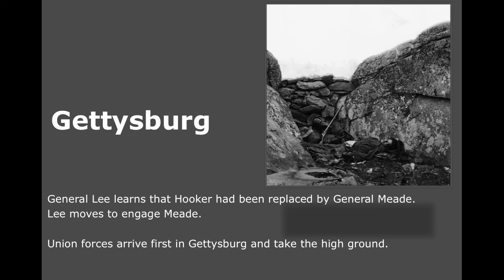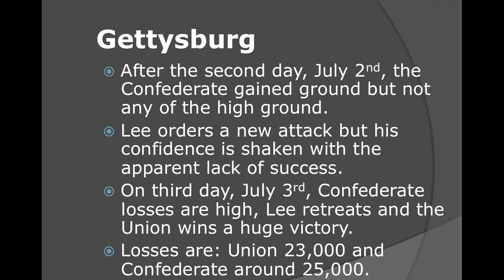General Lee learns that after the second day, on July the 2nd, the Confederates gain ground, but don't gain any of the high ground, and Robert E. Lee orders a new attack, but his confidence is shaken with his apparent lack of success, where he had been able to outmaneuver, outgeneral the previous ones. He wasn't able to do that right now with Meade, and he was getting frustrated with himself.